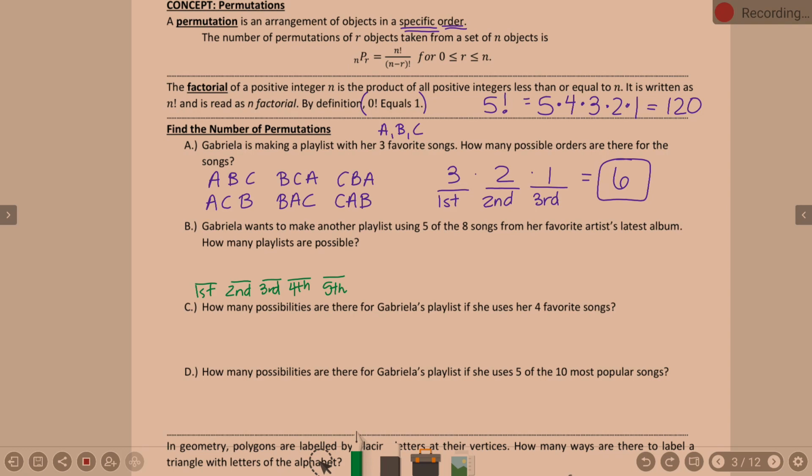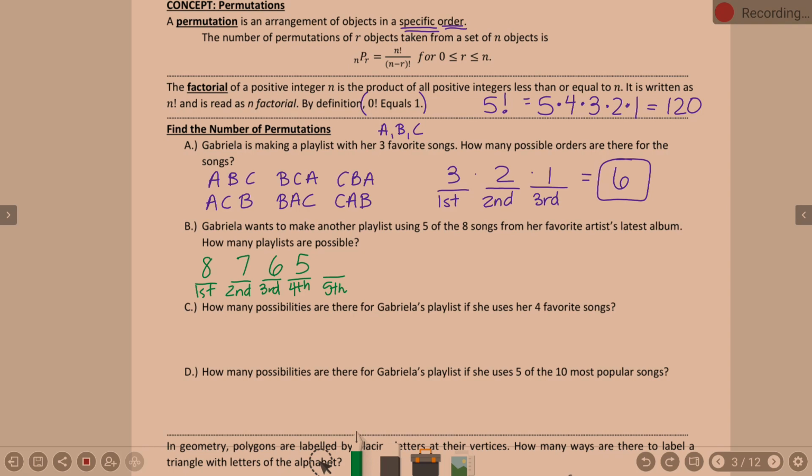Okay, how many song choices for her first song pick? 8. So she's going to pick one of her 8 songs to put in that first spot. Now, how many choices for her second spot? 7. Because she picked a song for the first spot. So now she has one less song to pick from. So now she has 7. How many songs to pick from for her third spot? Are we following along here? She picks a song, leaves it in the third spot. How many for the fourth spot? 5. How many for the 5th spot?